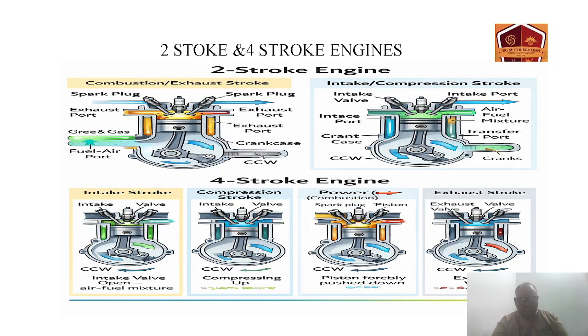When we come to engines, we speak about the basic classification of engines, such as two-stroke engines and four-stroke engines. So what is a two-stroke engine? In a two-stroke engine, there is a power stroke for each revolution of the crank. That is, the suction stroke, compression stroke, power stroke and exhaust stroke complete in one revolution.